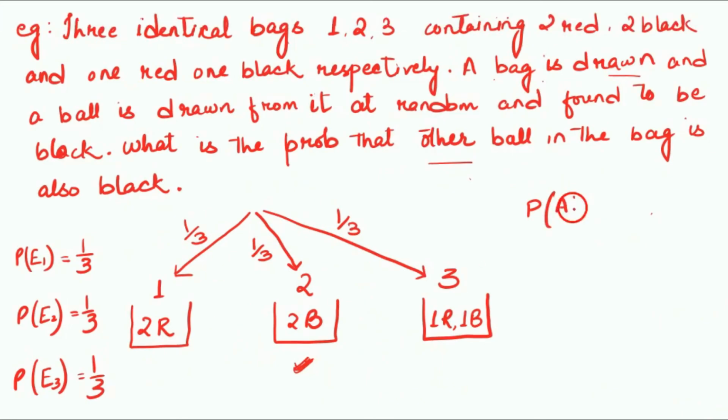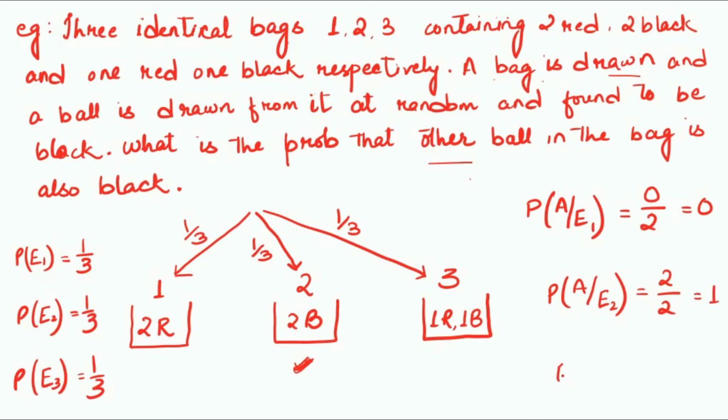So what is the probability that I get a black ball from E1? Look here, how many black balls? 0 by 2, that is 0. Probability of getting a black ball from E2: that is 2 black balls out of 2, so that is 1. And probability of getting a black ball from E3 is 1 by 2, right? So I hope these are clear. We just need to substitute them in the formula.